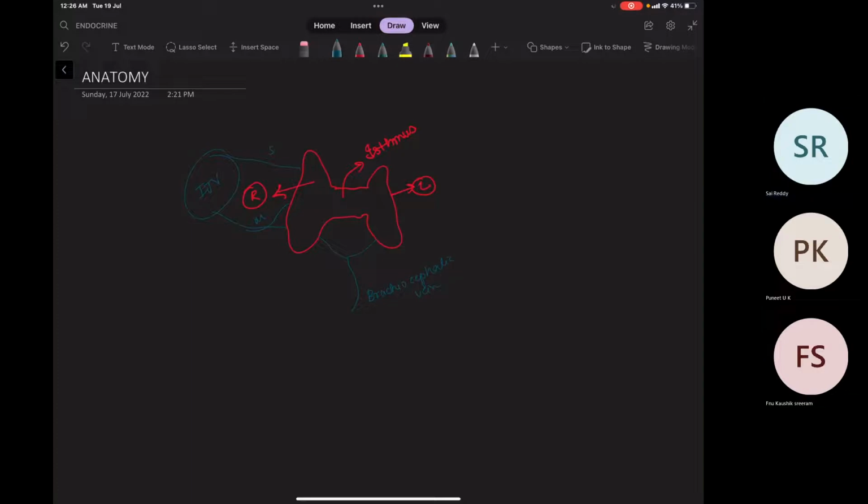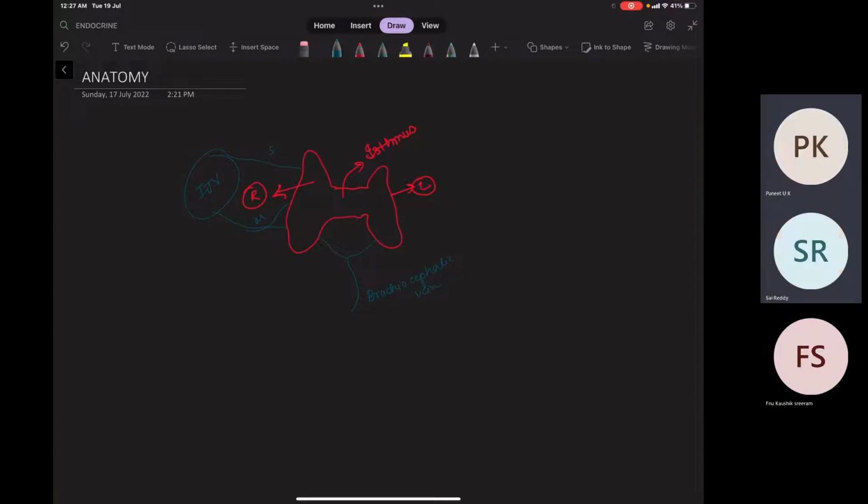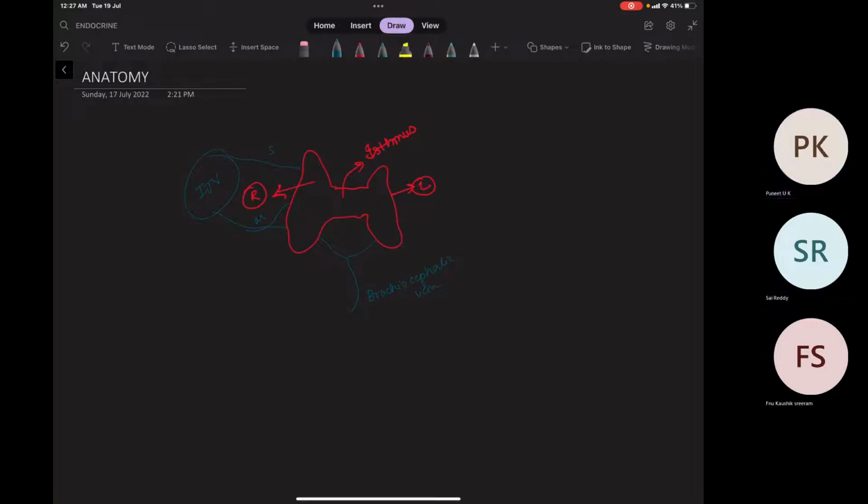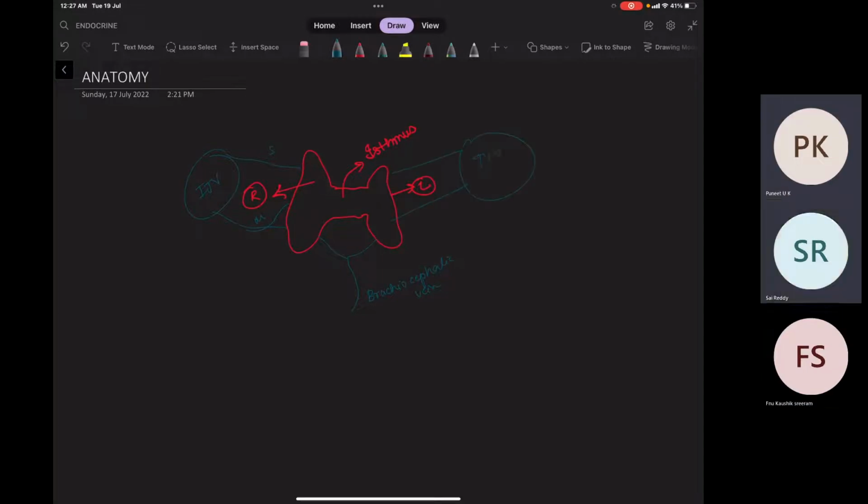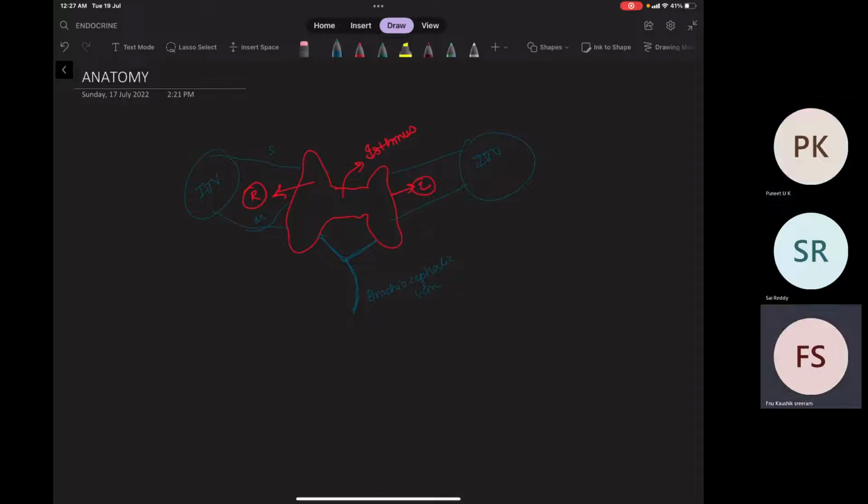I'll repeat. Superior and middle thyroid drain into the IJV. Inferior thyroid drains into the brachiocephalic. Superior and middle thyroid veins of one side will drain into the IJV of the same side, and those of the other side into the IJV of that side. But the inferior of both together drain into the brachiocephalic. Got it.